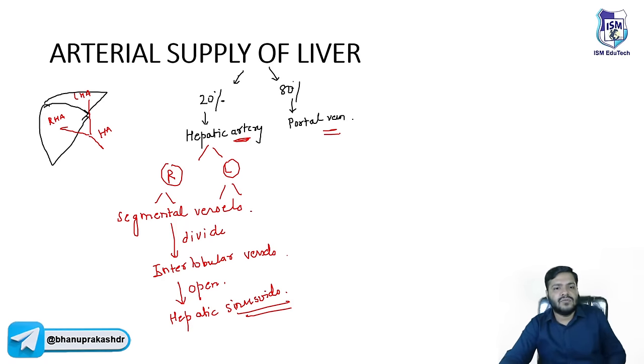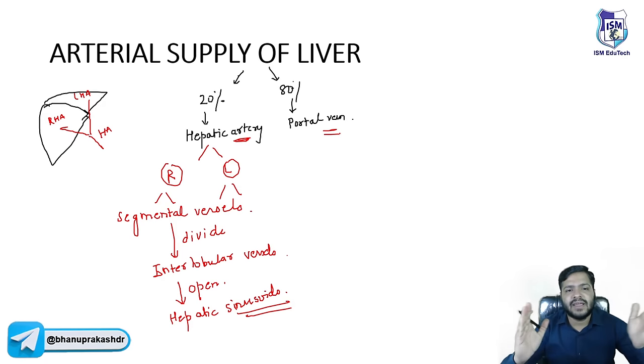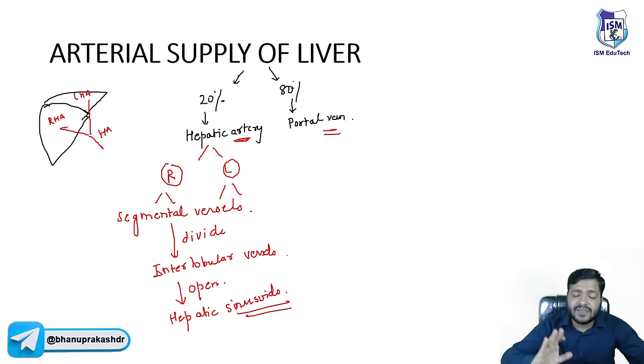Okay. So, hepatic artery, right hepatic artery, left hepatic artery. Further, we have 8 segments. They will divide into segmental vessels. Again, we have lobules. They will divide into interlobular vessels and create sinusoids. And these hepatic sinusoids will mix with the portal venous blood in the sinusoids.